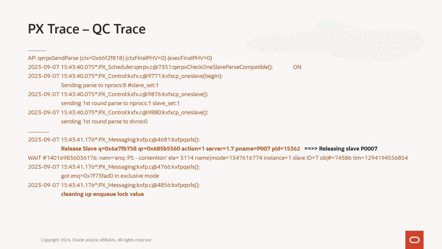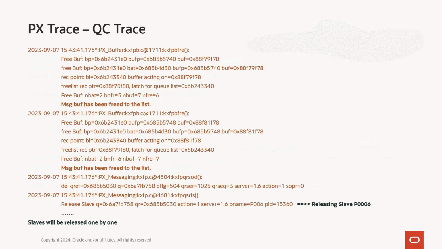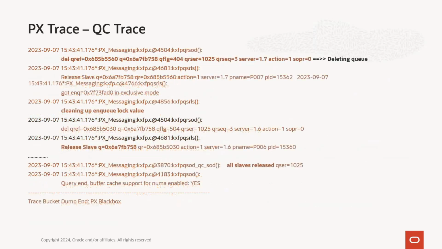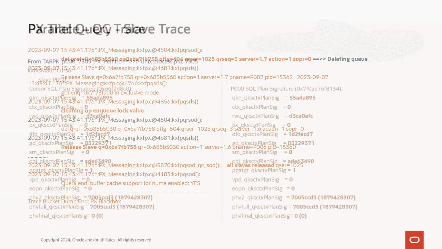Once the execution is done, the releasing of the slaves will happen and the queue will be cleaned up after the execution. So we can see message buffers have been freed up and the slaves will be released after the execution. Whatever queues were initially requested will be cleaned up and deleted at the end of the query execution.